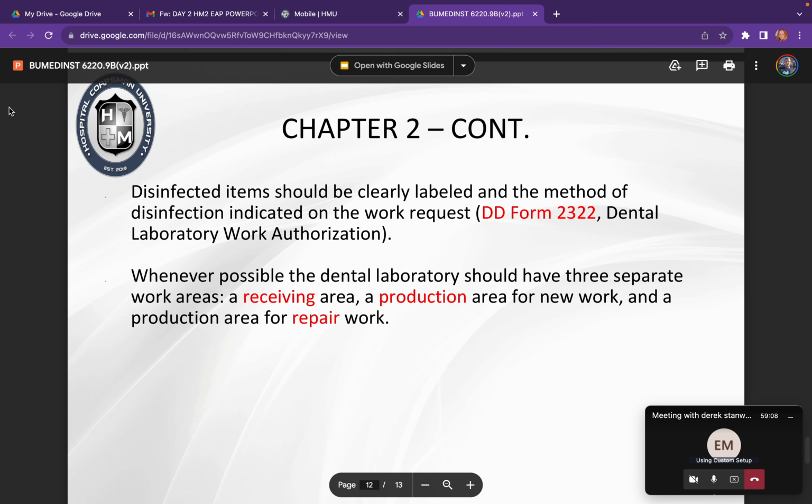I think it's Norfolk or Portsmouth. It might be here. I remember way back when I was at Dahlgren, I would have to order it from there to have them deliver that device back to us. They use that lab slip to show what needs to be made, and it's basically a transfer of work to them so they know exactly what we're requesting. This is also where you fill out what you did for disinfection for the device. Anything dental lab related, you just need to know this form. DD form 2322.